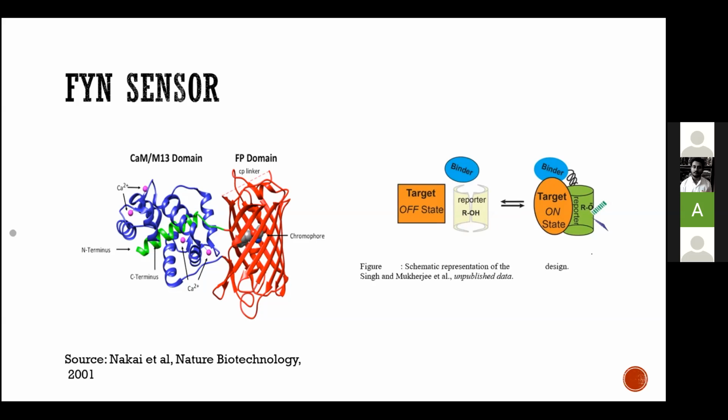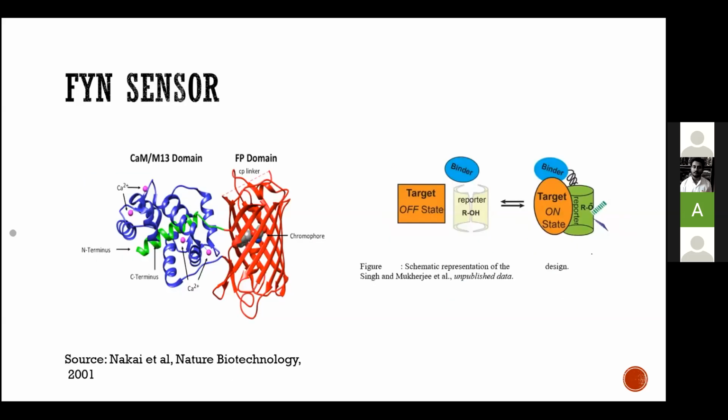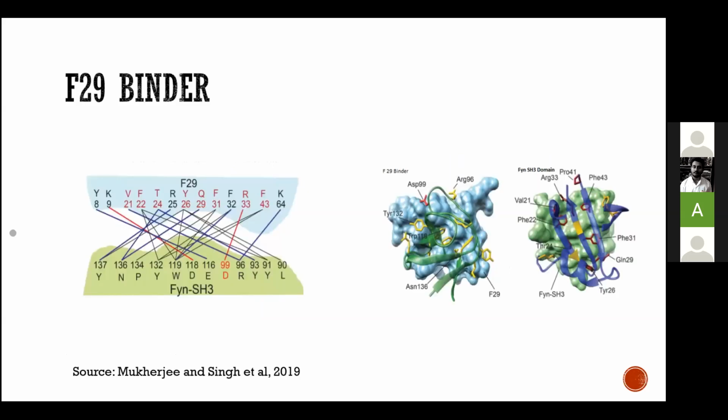And as soon as your target goes on state, your binder binds to it and the reporter glows. So this was the basic intuitive idea. As we move on, in this picture you see a binder, there is this reporter, there is this target. I'll talk about the binder first.